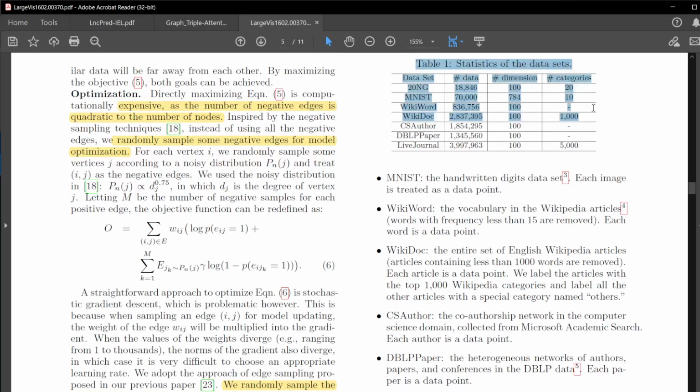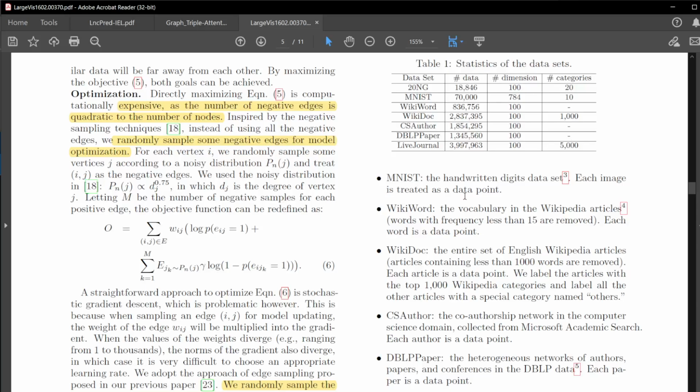Data set, #data, #dimension, #categories. 20NG: 18,846, 100, 20. MNIST: 70,784, 10. Wiki word: 836,756, 100. Wikidoc: 2,837,395, 100, 1,000. CS author: 1,854,295, 100. DBLP paper: 1,345,560, 100. LiveJournal: 3,997,963, 5,000. MNIST, the handwritten digits data set.